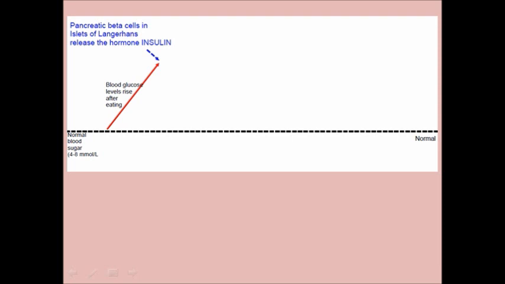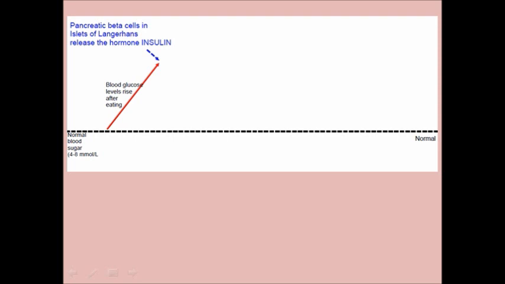So the islets of Langerhans are little clusters of cells, and one of the types of cell found there are the pancreatic beta cells. And these release a hormone, insulin, when blood glucose levels rise. Now, most people are probably aware of this, and generally speaking, people would assume that what insulin does is it breaks down the blood sugar and brings it back to a normal rate.